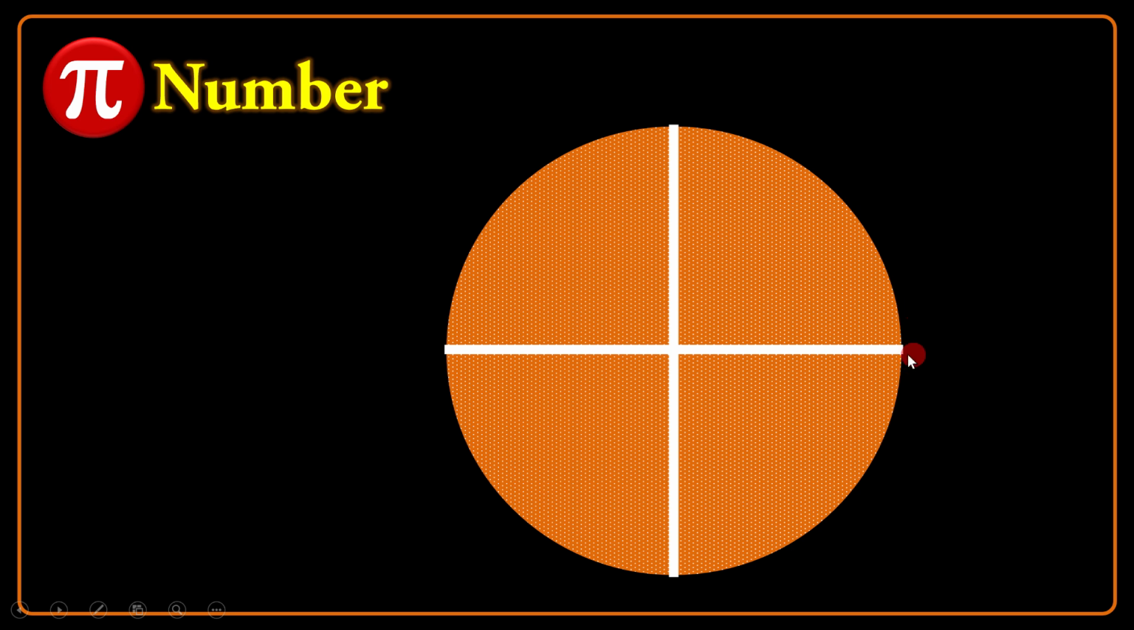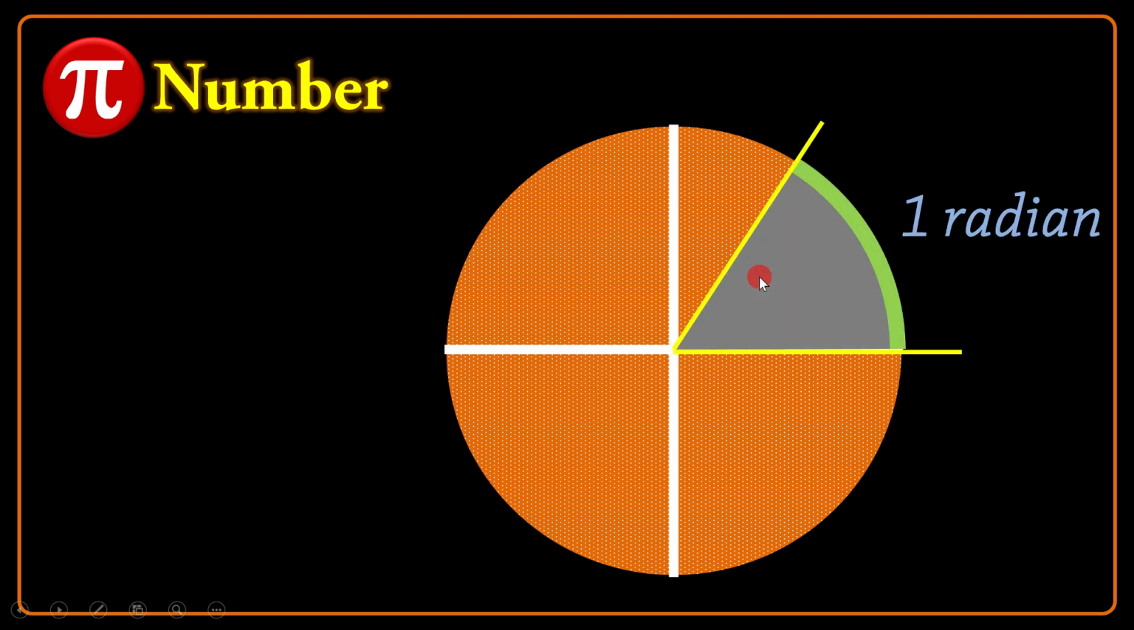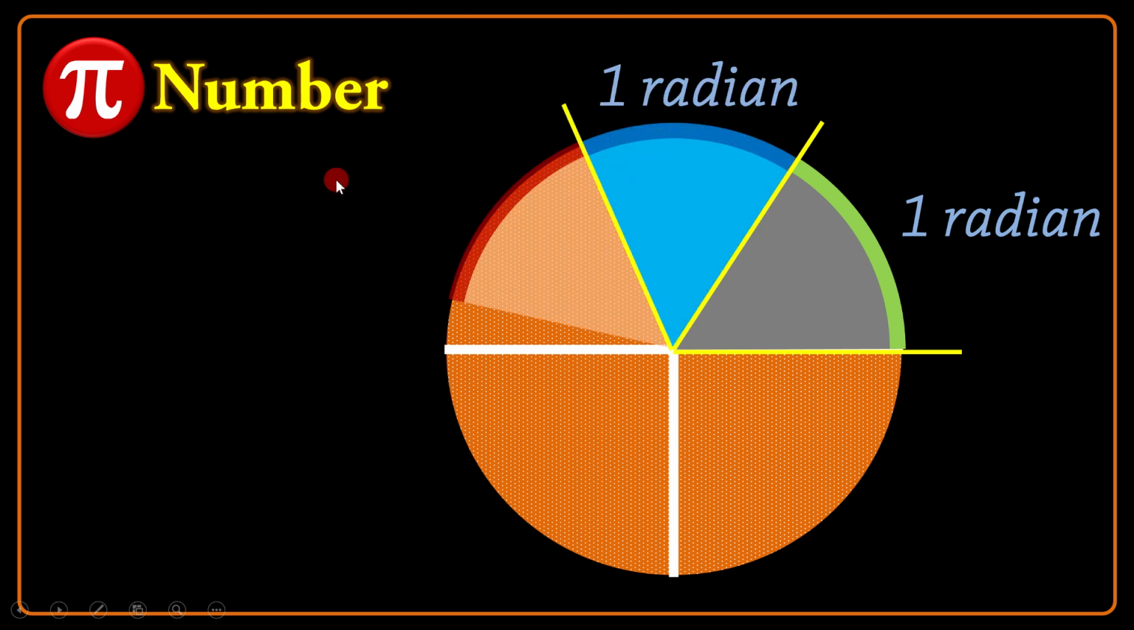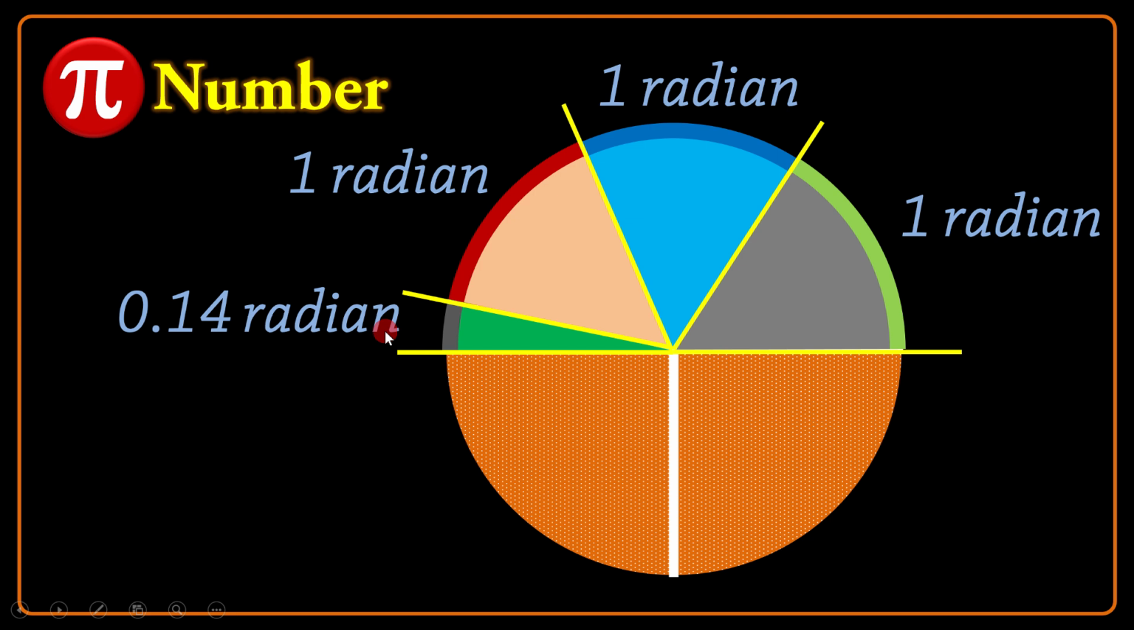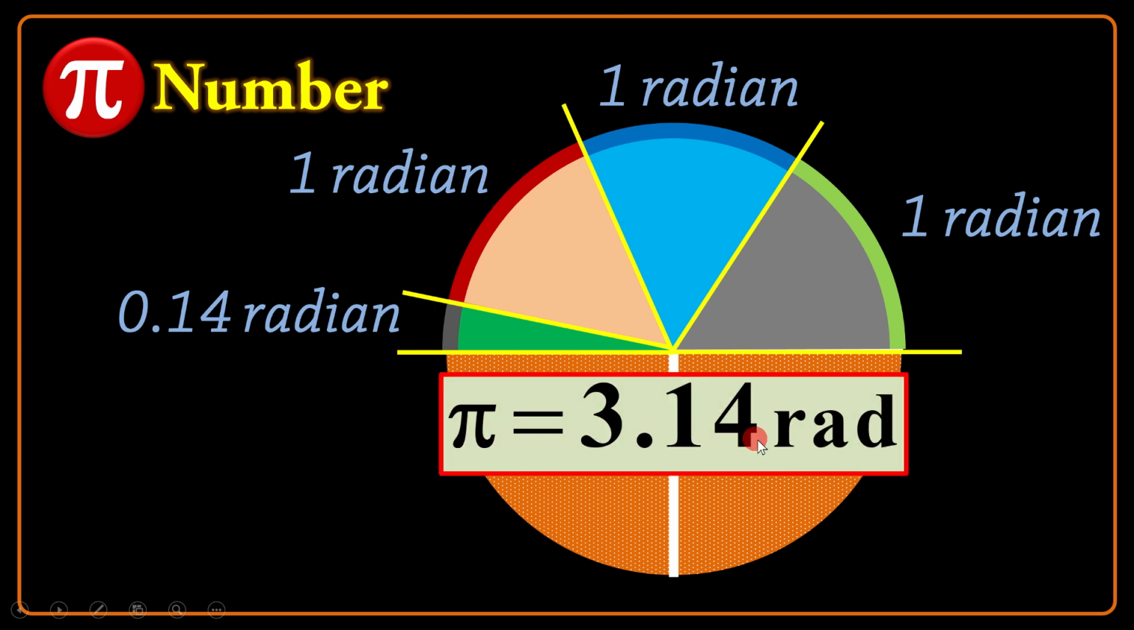Okay, let's find the pi number in a circle. I'm gonna cover half of the circle with radians. Let's put some radians to cover it. I put 1 radian here. No, I need one more. I put one more. No, I need one more again. Oh, still it's not enough. I still need a little bit more. This little bit more is 0.14 approximately. So for covering half of a circle, I need 3.14 radians approximately.